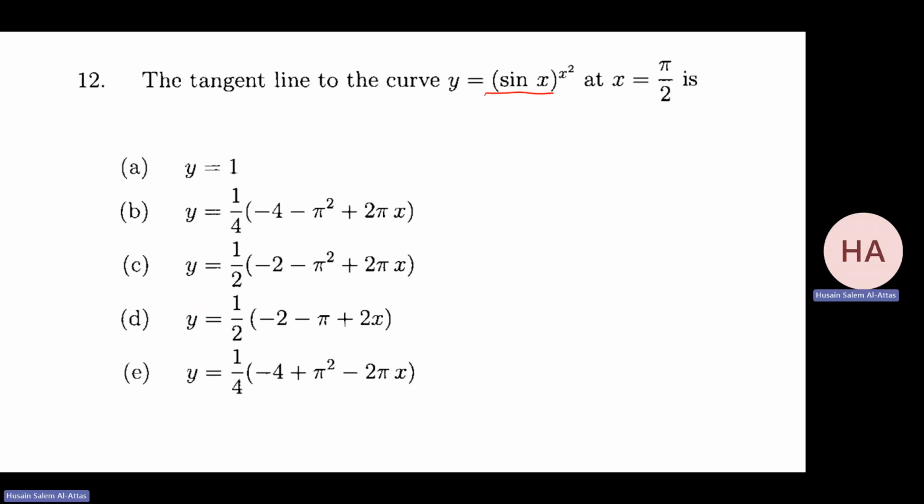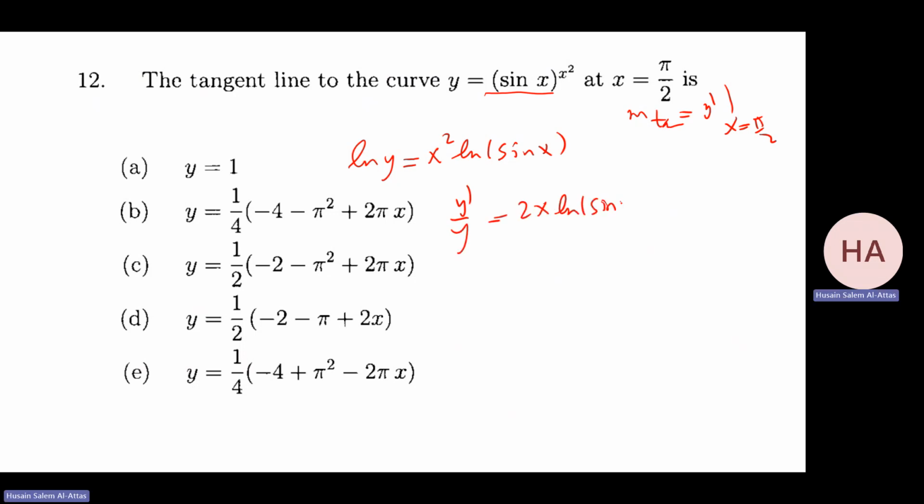It's a tangent line, so I need to find the slope, and then find the equation. m tangent will be y prime at x equal pi over 2. So take ln y, which will be x squared ln sine x. y prime over y will be 2x ln sine x plus x squared over sine x, times, I have here, cosine x.